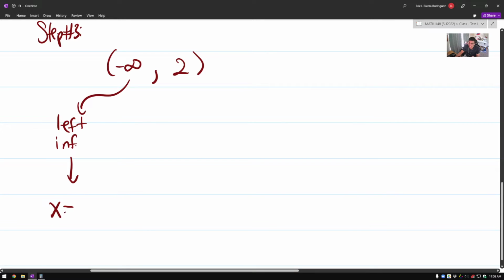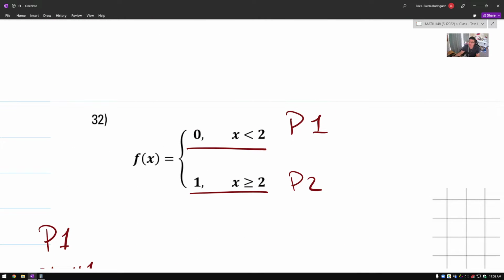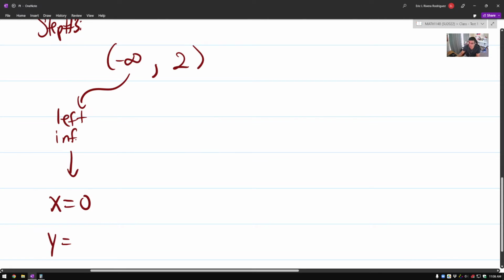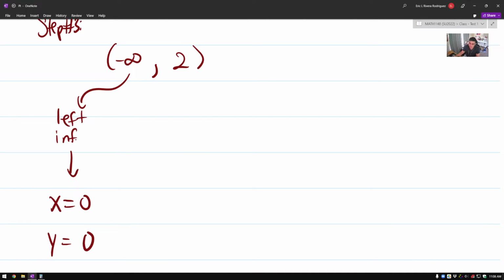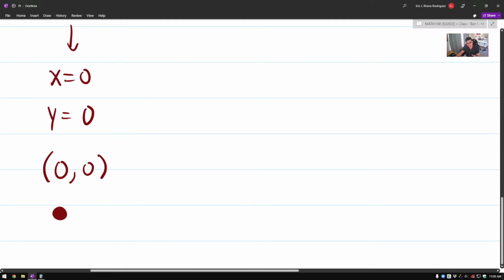So I'm going to take x equal to 0, and then the equation for y, because this is a constant value, is just y equal to 0. So this is the point 0, 0. And this is going to be included because I'm taking a value inside that interval, but I'm going to use an arrow because I have an infinity there. The left boundary goes to negative infinity.